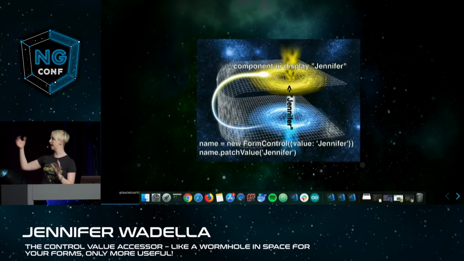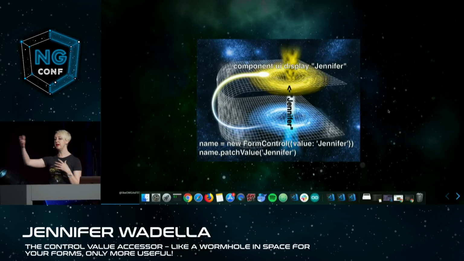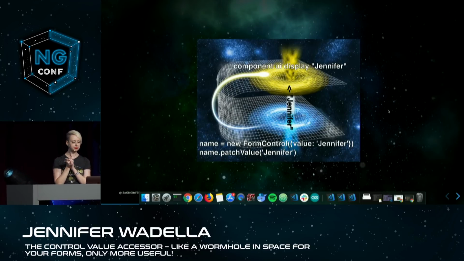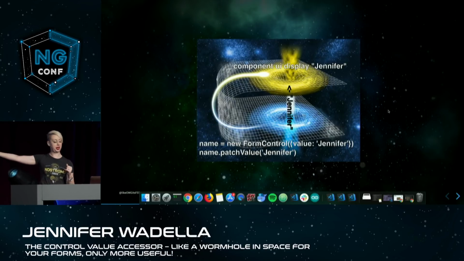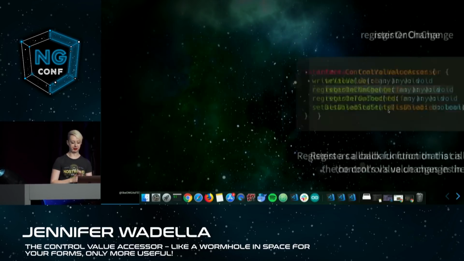So if we look at this in kind of our wormhole diagram that we're referring back to, we've got our component that is implementing the Control Value Accessor interface. And it might be displaying whatever the value is. Like, let's say we're doing a name input, and my name is Jennifer. That's what's in the value. That's what we want to display in our UI. So the way the component implementing the Control Value Accessor interface is going to get that is when we are either calling our new form control and passing in a value of Jennifer, or if we are using patch value or set value to actually modify the content of that form control. So it's important to understand how you're actually getting these values through.